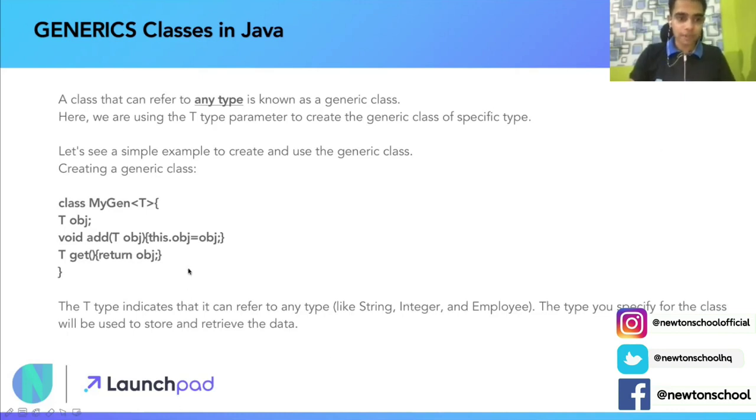If you see in this example, I created a class named MyGen<T>. T is a type parameter. So I create an object of type T and I create a void add function. In this, I am using a setter to set the value of the object, and then I am returning that object. The T type here indicates that it can refer to any type. It fits String, Integer, or even a user custom defined type. The type you specify for the class will be used to store and retrieve the data. That's it about generic classes. So for generic classes, basically, you can refer to any type using a simple template.